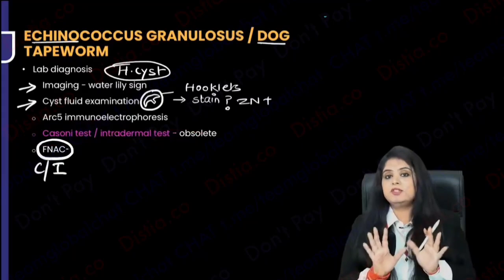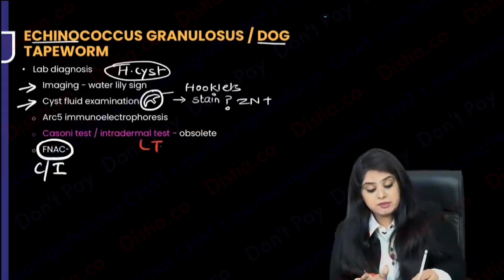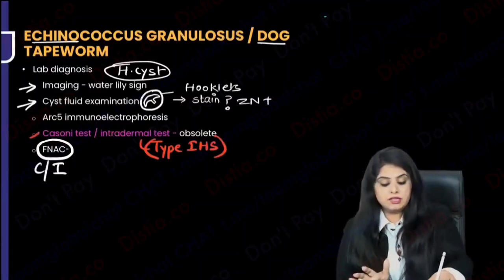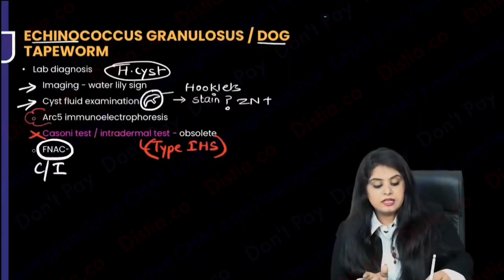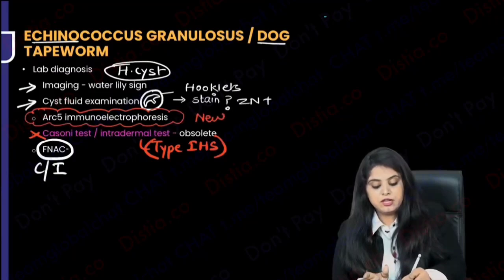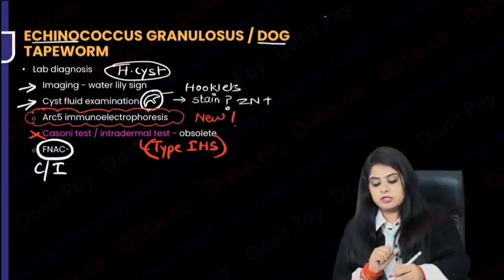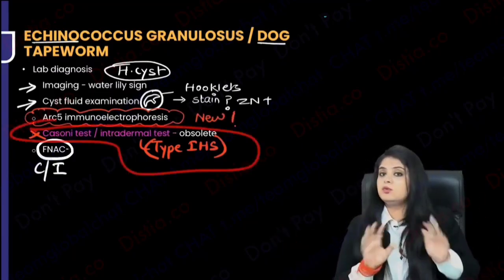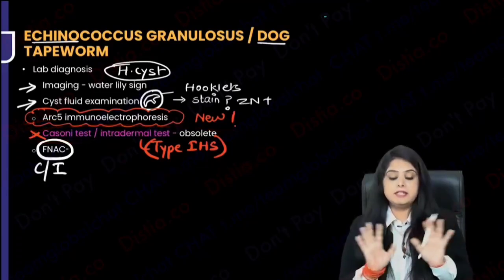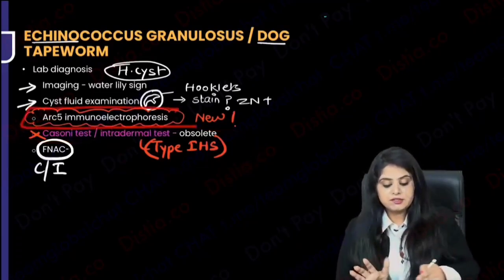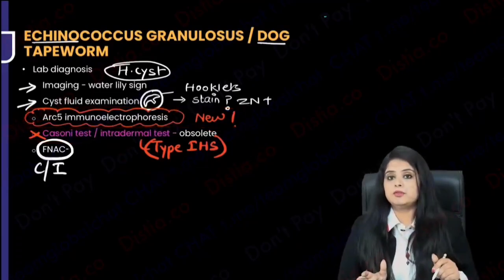They said, oh, this is a very dangerous test. Ye wo type 1 hypersensitivity, anaphylaxis wala test hai. Please remove this. Don't do this. No one does it now. Now what is done is ARC5 immunoelectrophoresis. That is the newer test. So one old test question comes, one new test question comes. Old test mein Casoni test, no one does it. Risk of anaphylaxis, very, very deadly. I don't want to get into it. New test is ARC5 immunoelectrophoresis.